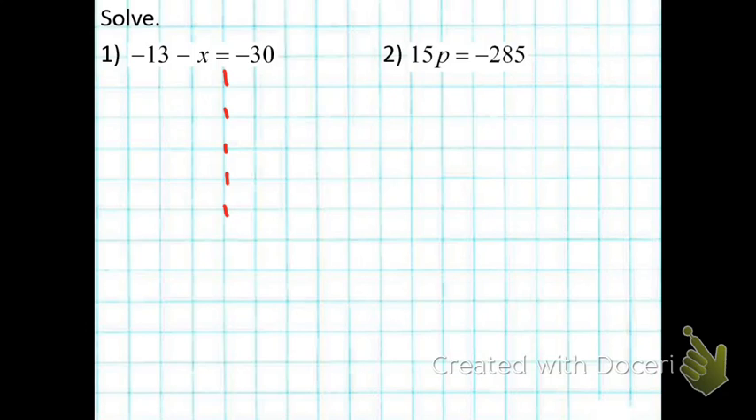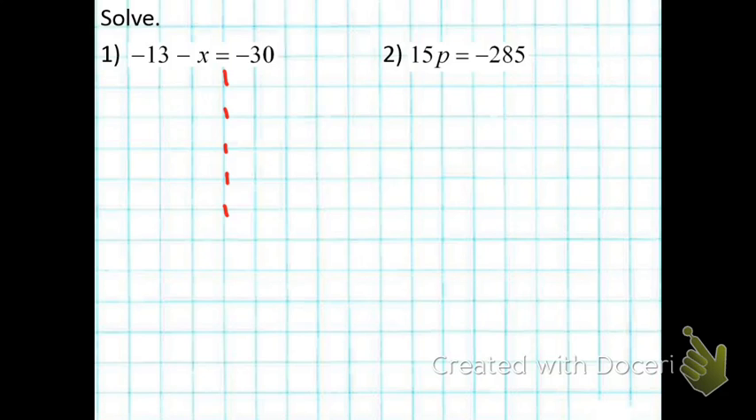Okay. So on number 1, we have negative 13 minus x is equal to negative 30. We want to make sure that we draw a fence, and we're looking for the name of the letter. Our letter here is x. We want it to be by itself. So we have two sides of the equation. We have the left side of the fence and the right side of the fence.